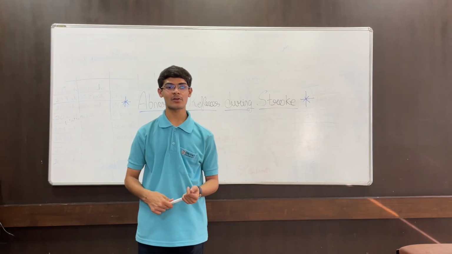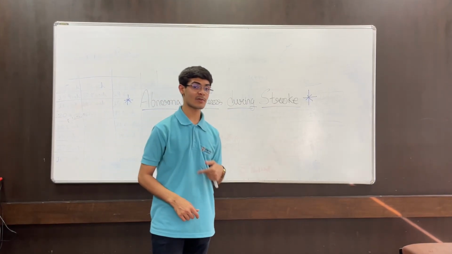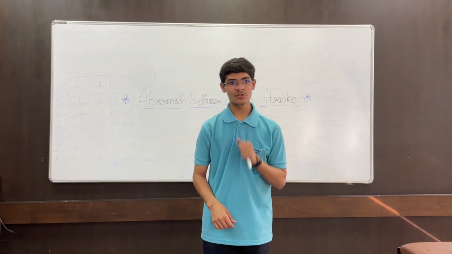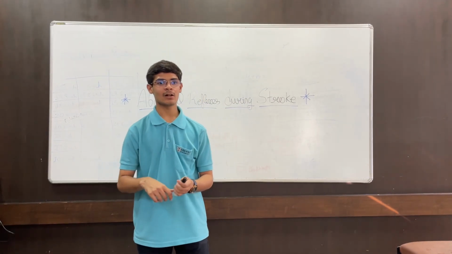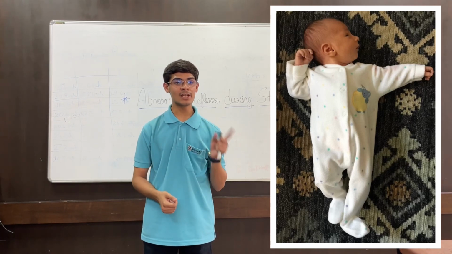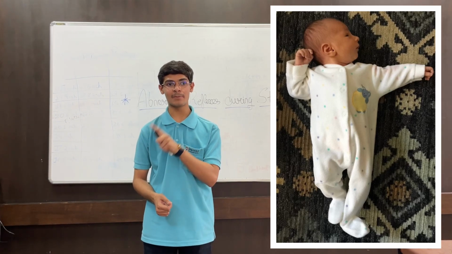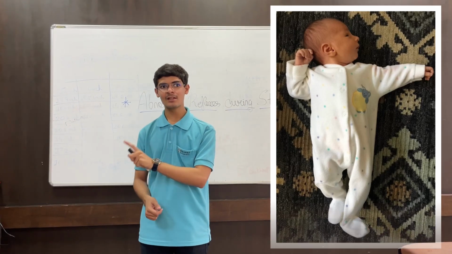Many of the primitive reflexes also get released at the time of stroke. So now let's see which are the primitive reflexes which get released at the time of stroke. The first is asymmetrical tonic neck reflex, in which rotation of the head to one side leads to flexion and adduction of the limb on the same side, and extension and abduction of the limb on the opposite side.